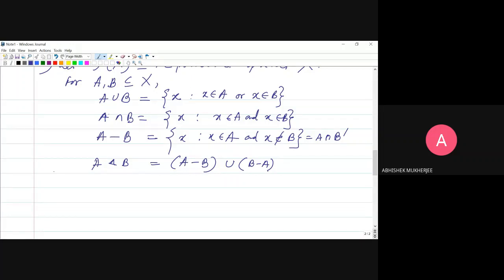That is, the first one is the union. The second one is the intersection or meet. Third one is the difference.